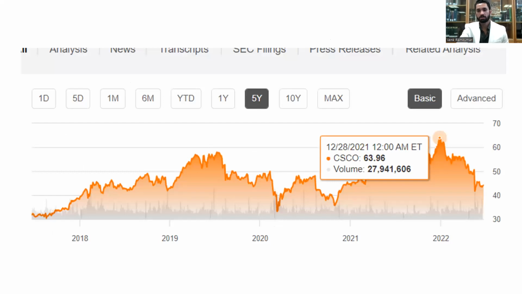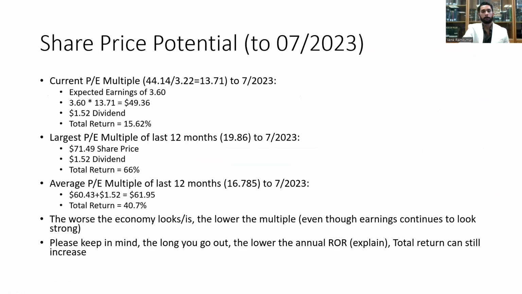Now, guys, as we've seen, this is just another graph here of Cisco. It traded at 63.96 in December 2021, right? And I'm going to explain to you guys why Cisco has come down quite a bit from that. The largest PE multiple of the last 12 years is 19.86 because I'm taking that $63, I'm dividing it by the last 12 months of earnings, I'm getting 19.86, okay?